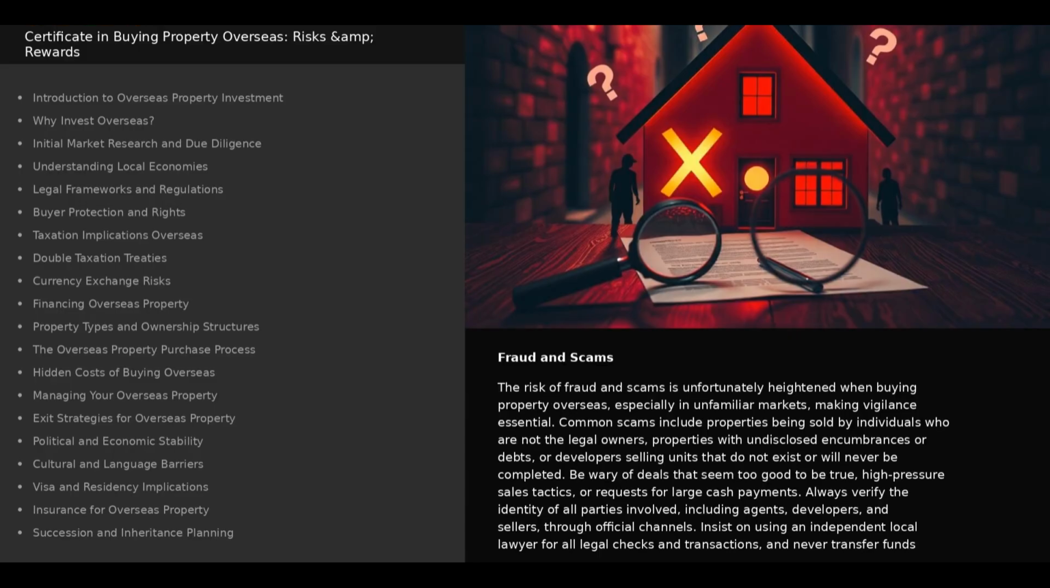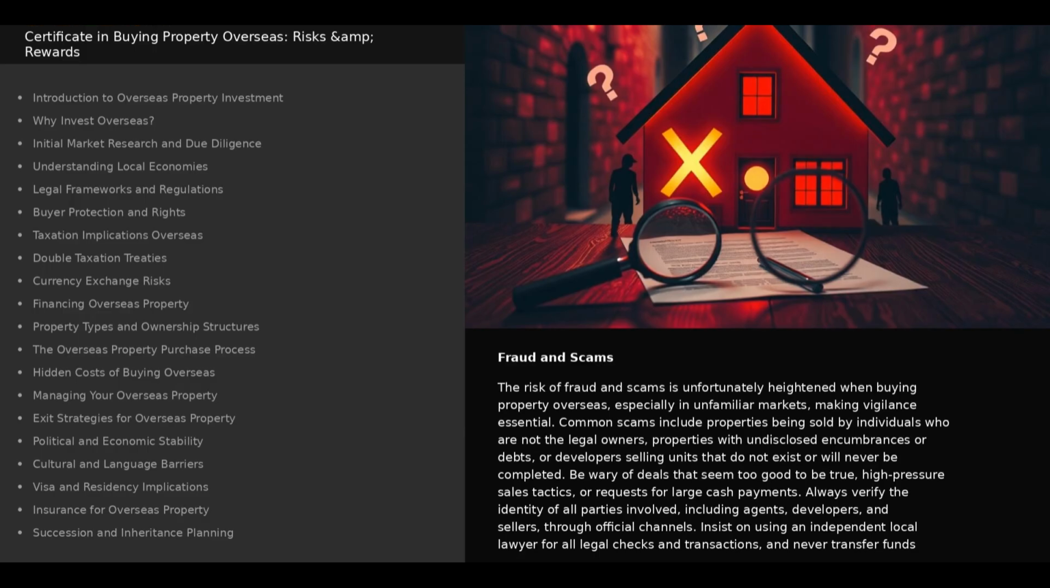Fraud and scams. The risk of fraud and scams is unfortunately heightened when buying property overseas, especially in unfamiliar markets, making vigilance essential. Common scams include properties being sold by individuals who are not the legal owners, properties with undisclosed encumbrances or debts, or developers selling units that do not exist or will never be completed. Be wary of deals that seem too good to be true, high-pressure sales tactics, or requests for large cash payments.